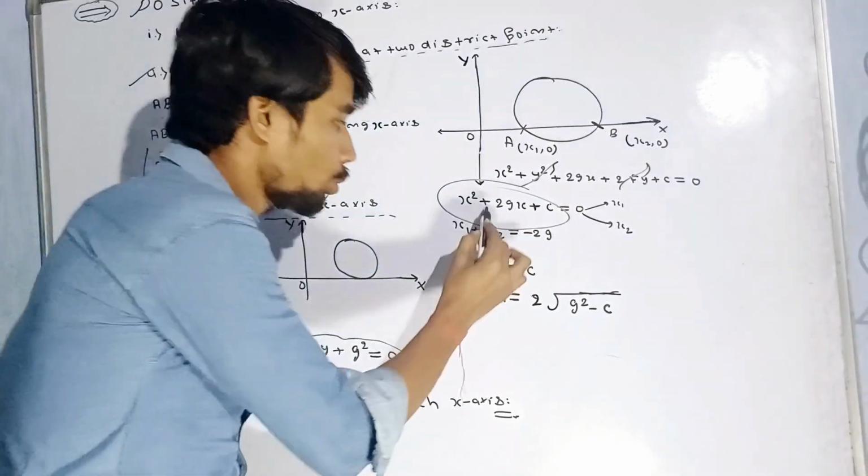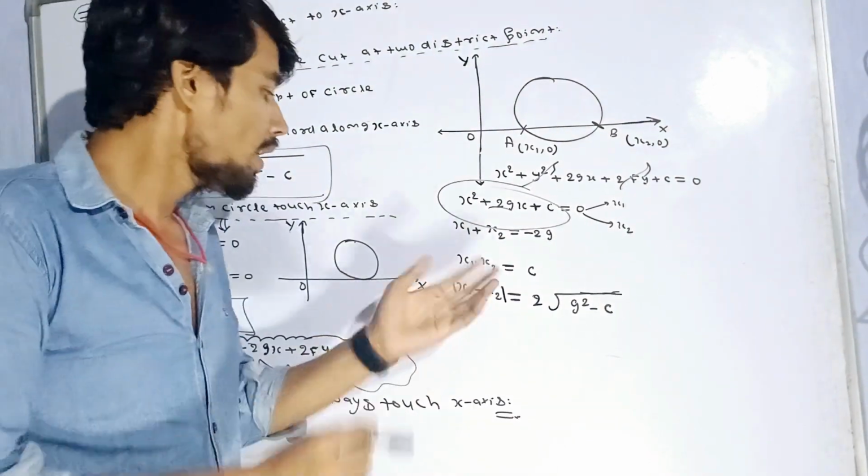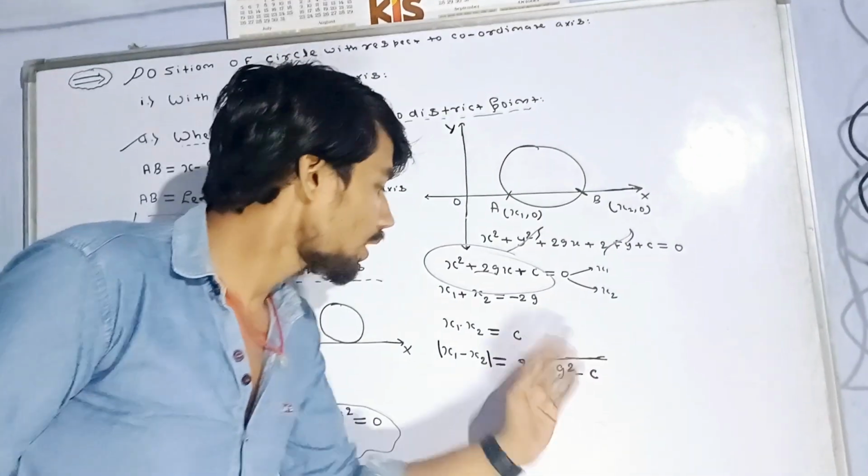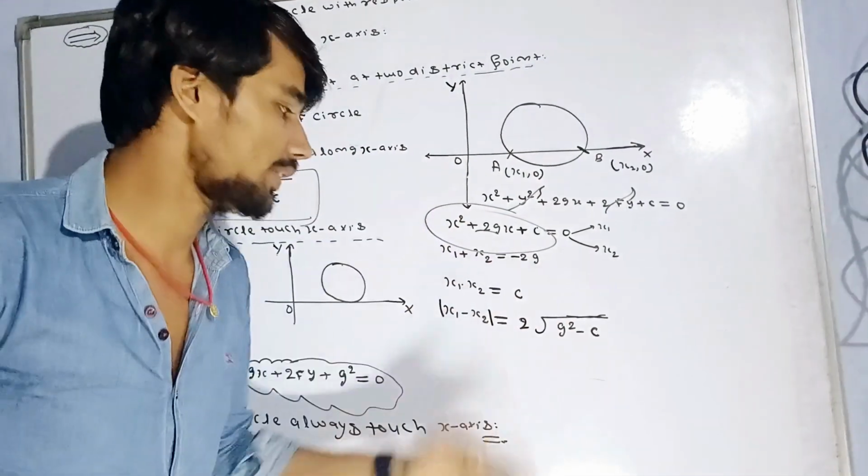Here b is 2g and a is 1, so a is 1. x1 plus x2 is minus b by a, x1 into x2 is c by a, and x1 minus x2 comes out equal to 2 times under root d by a. And if you find the d, then you will get this.